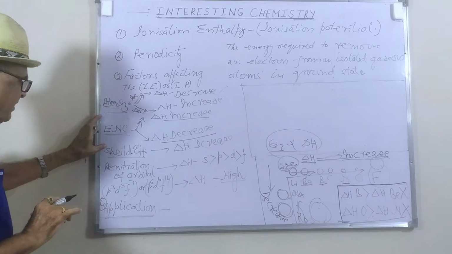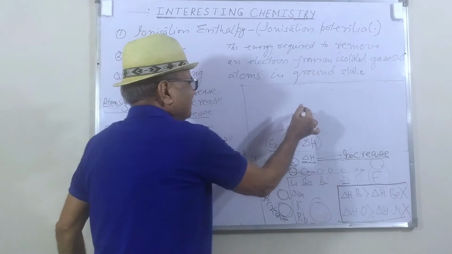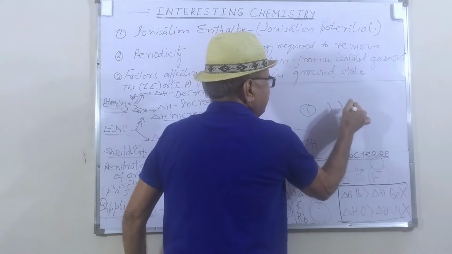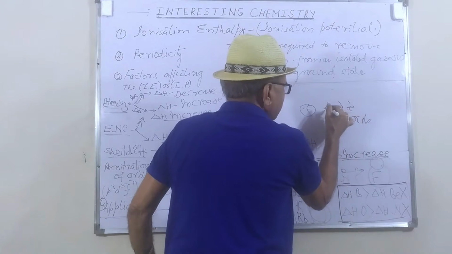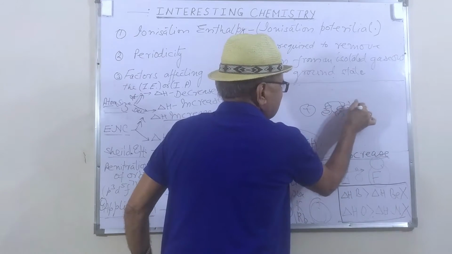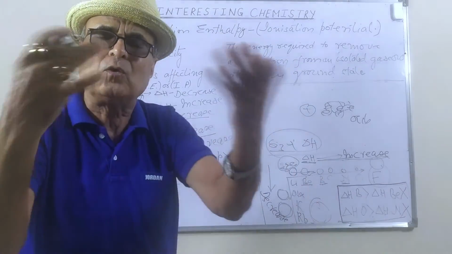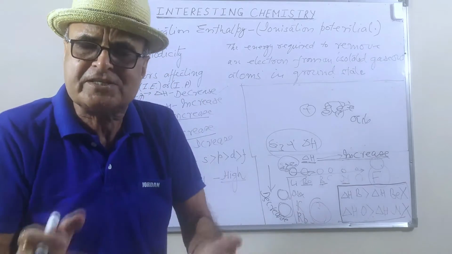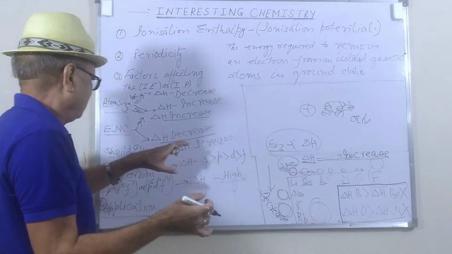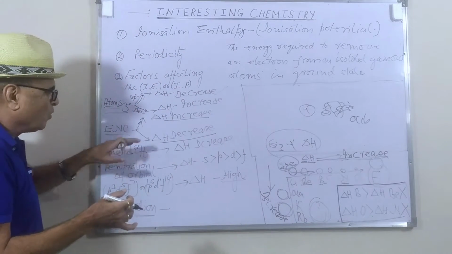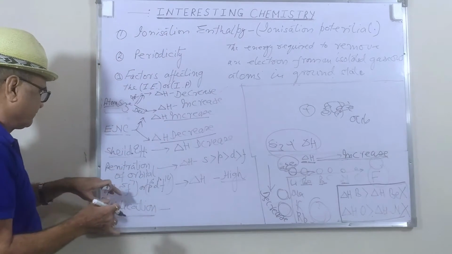Now the shielding effect. Shielding effect always decreases the delta H. What is shielding effect? This is the nucleus. This is the inner shell electrons. This is the outer. These electrons will repel the outermost electron, the electron found in the outermost shell, or the valence shell electron. So the ENC will decrease. Hence, the shielding effect causes a decrease in the ionization enthalpy.